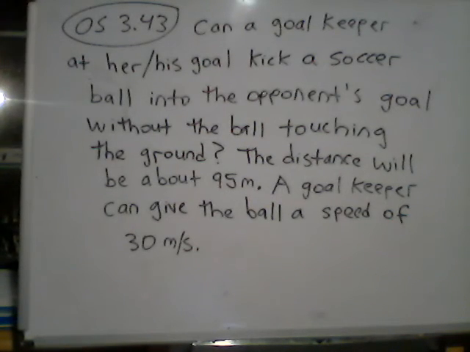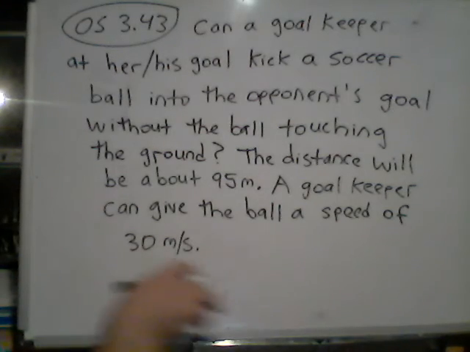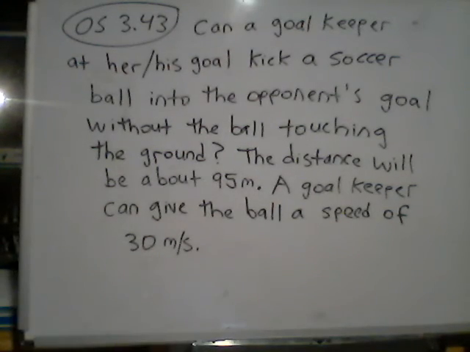So this is actually an application of the range equation. What we're asking is, we know the horizontal distance that the goalkeeper has to kick the ball. So horizontal distance of 95 meters, which we would call the range. And the goalkeeper has the ability, essentially the launch velocity, to give the soccer ball a launch velocity of 30 meters per second. Okay, so again, this is all the information we need to use the range equation.